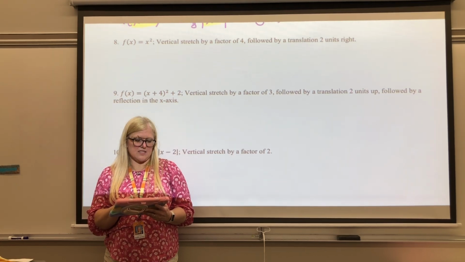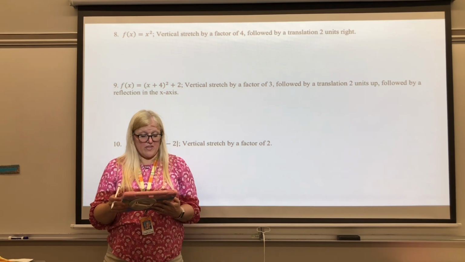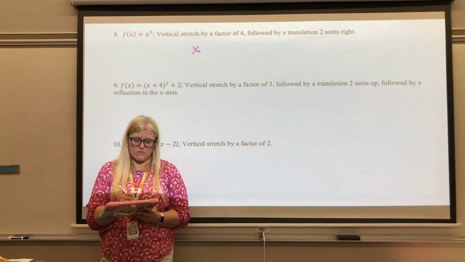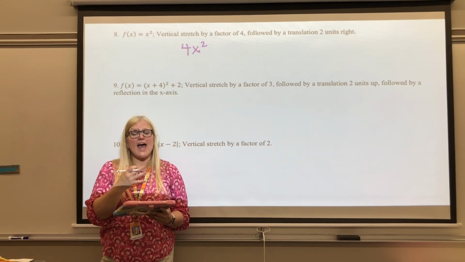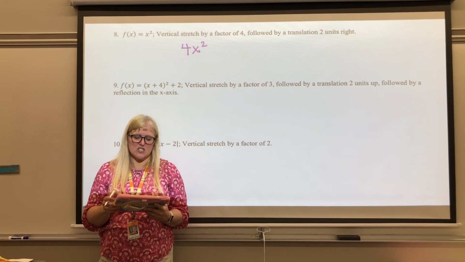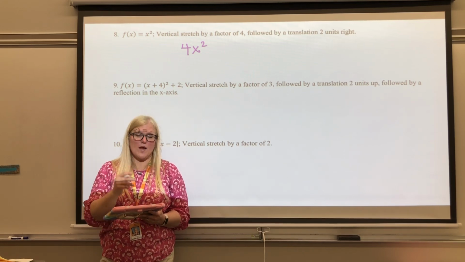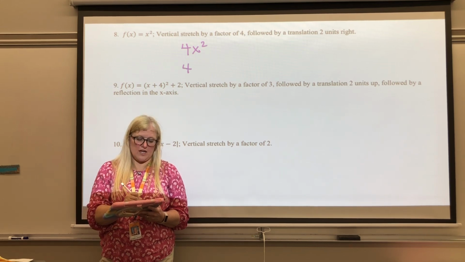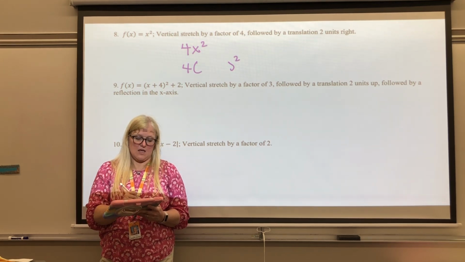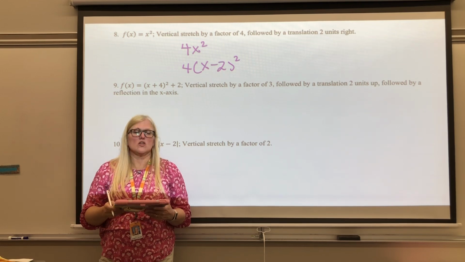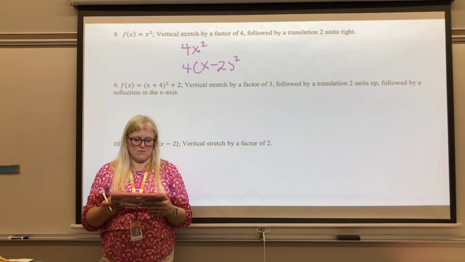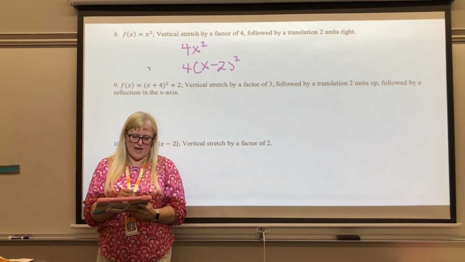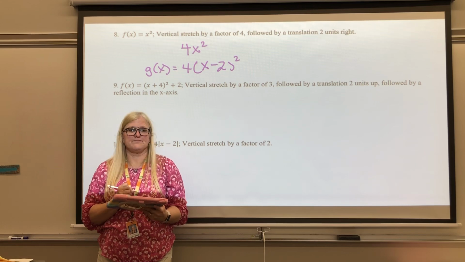All right, number 8. We're starting with x squared. A vertical stretch by a factor of 4, just multiplying the function that I have, followed by a translation 2 units to the right. So I'm replacing x with x minus 2. So here's 4, here's where x was, and I put in x minus 2. You cannot distribute here because of the squared, okay? And we're going to call that g of x, and that's it for that one.